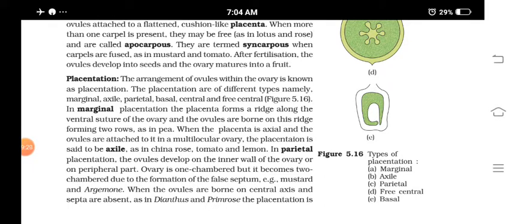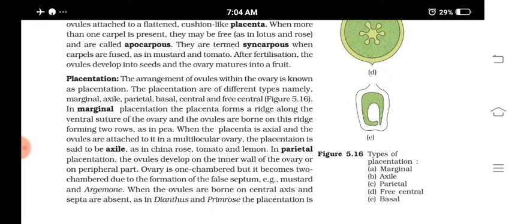What do you mean by placentation? The arrangement of ovules within the ovary. How the ovules are arranged in the ovary, that is known as what? Placentation. Okay. So placentation is of different types. One by one we will study.